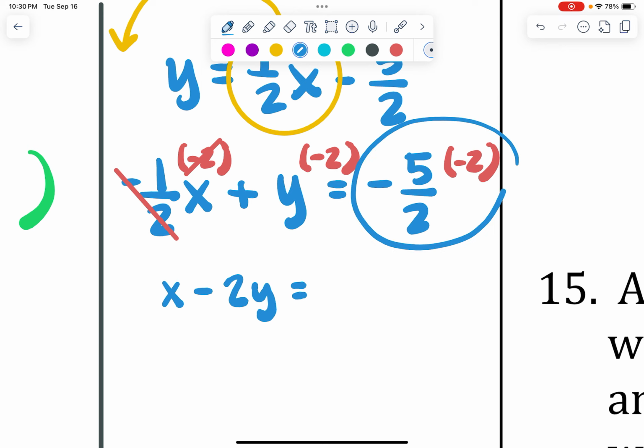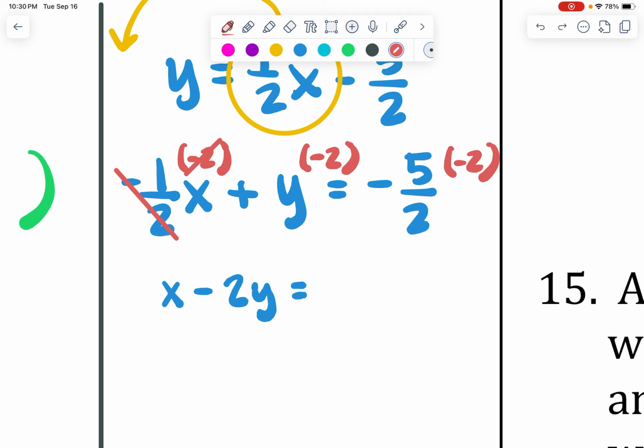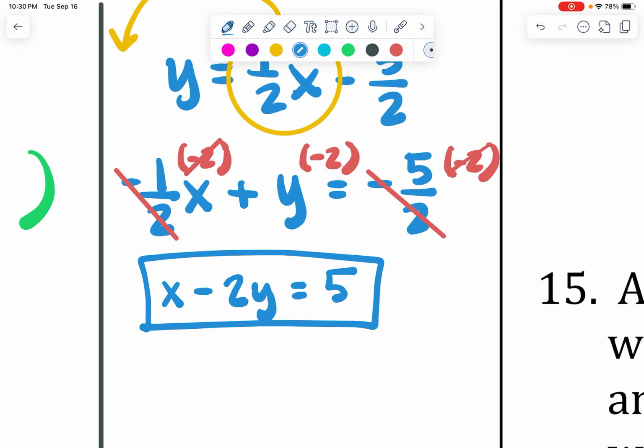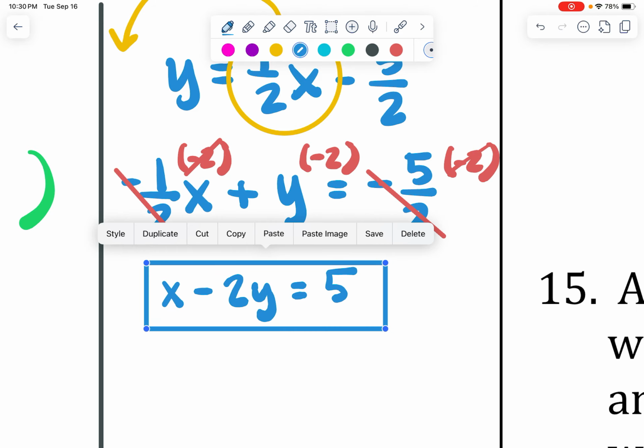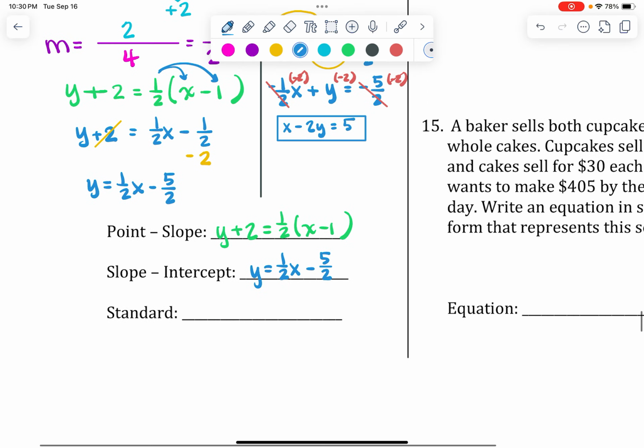And then again, you can type this in your calculator if you want to, or just cancel out the -2's, right? This -2 is going to cancel out with this -2, and that's just going to leave you with 5. Or just use your calculator and call it a day. If you're not good with fractions, no big deal. You get to use a calculator, and that's our standard form: x minus 2y equals 5.